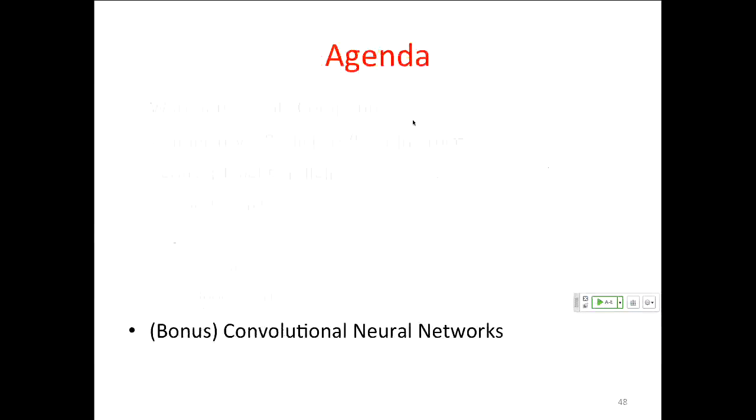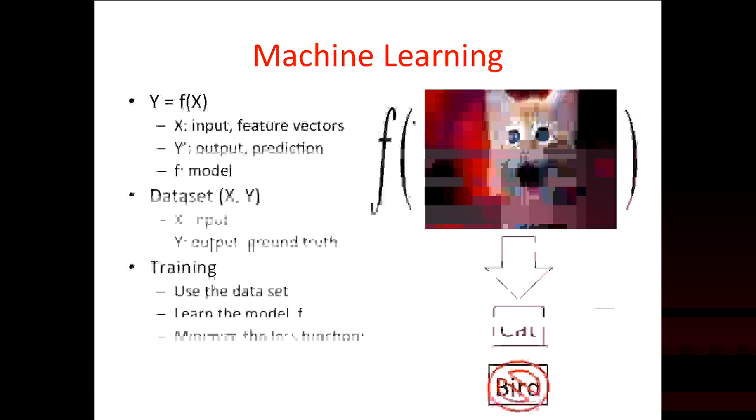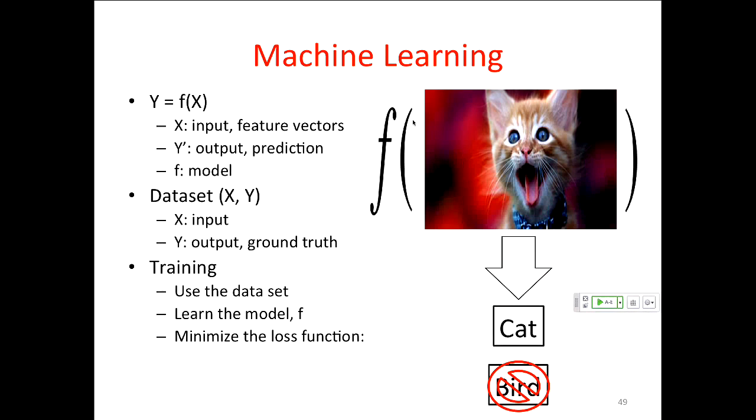Okay, so for this case, I have some bonus slides for convolutional neural networks, which are highly related to your project, right? For your project, you don't need to understand the details of this kind of background. However, I want to explain why we have these projects for this class, okay? Our project is like, okay, you want to identify a cat, right?